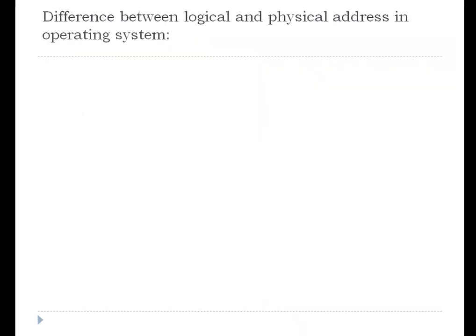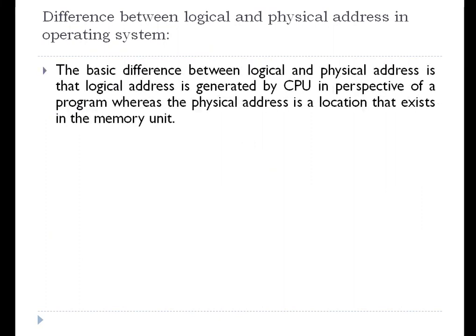Now we shall see what is the difference between logical and physical address in operating system. The first point is that the basic difference between logical and physical address is that a logical address is generated by the CPU in perspective of a program. I have already discussed that the logical address is generated by the CPU when the program is executed, whereas the physical address is a location that exists in the memory unit. So the actual instruction or the actual data which is stored in the RAM is at the physical address.